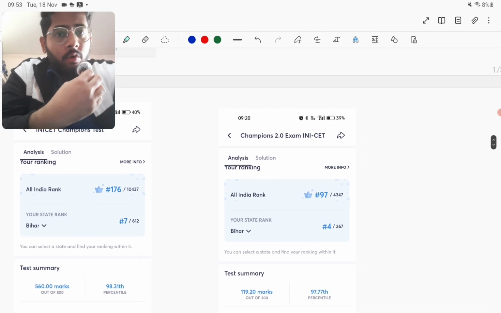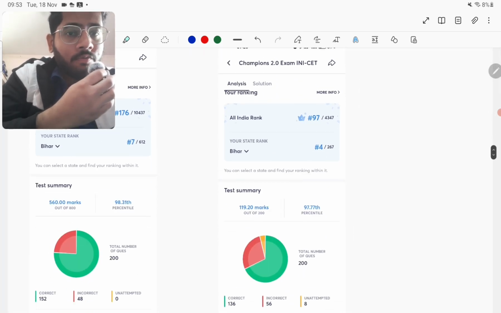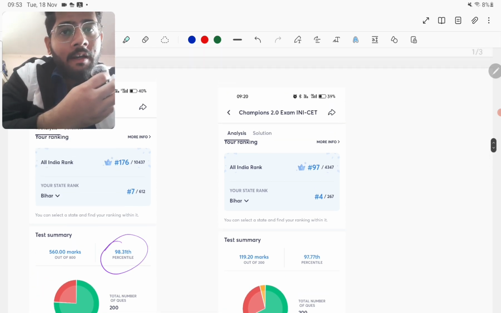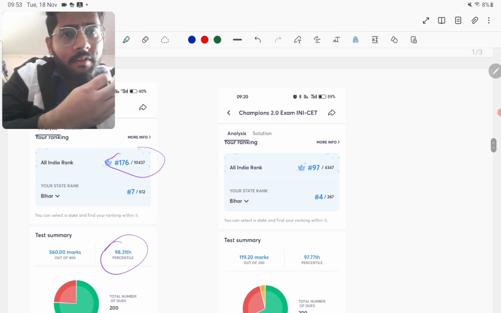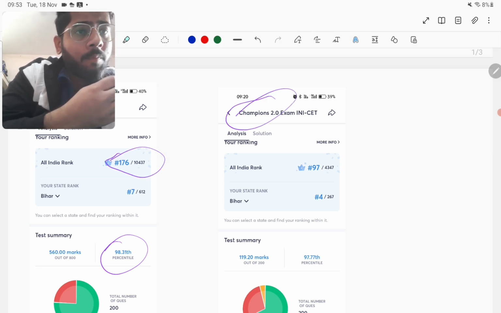So in PrepLadder, there were two Champions tests which happened in INICET pattern. In Champions Test 1, the score was 152 correct, 48 incorrect, 0 unattempted. The percentile was 98.31. The All India rank was 176 out of 10,437. So this was it.